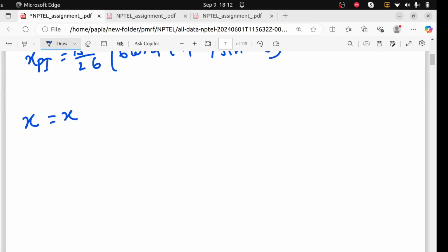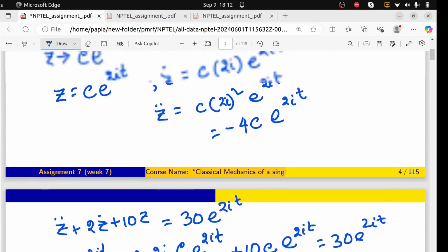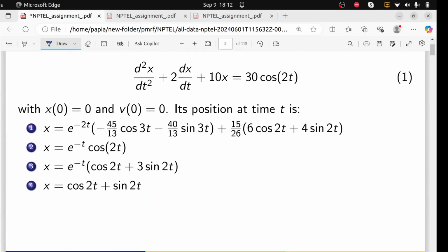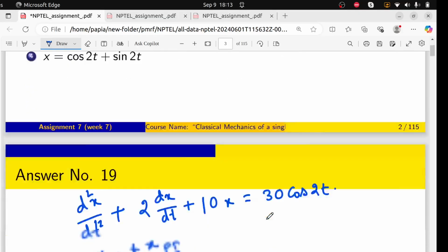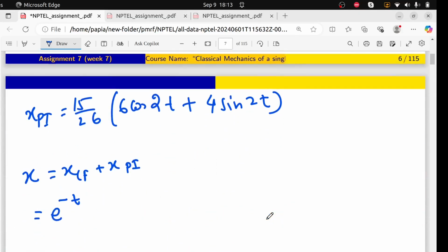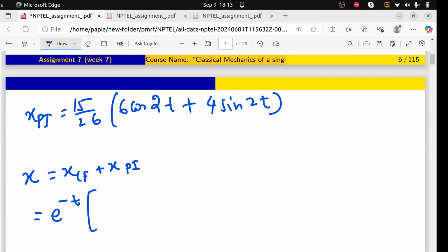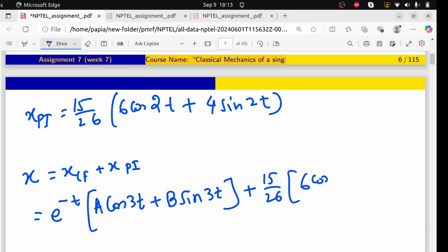So our x is xCF plus xPI. xCF was e to the power minus t, I think. Yes, e to the power minus t. So x equals e to the power minus t, a cos 3t plus b sin 3t, plus 15 by 26, 6 cos 2t plus 4 sin 2t.